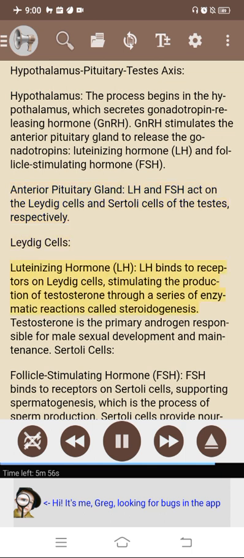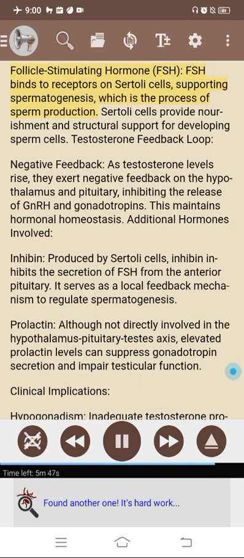Leydig cells. Luteinizing hormone, LH, binds to receptors on Leydig cells, stimulating the production of testosterone through a series of enzymatic reactions called steroidogenesis. Testosterone is the primary androgen responsible for male sexual development and maintenance. Sertoli cells. Follicle-stimulating hormone, FSH, binds to receptors on Sertoli cells, supporting spermatogenesis, which is the process of sperm production. Sertoli cells provide nourishment and structural support for developing sperm cells.